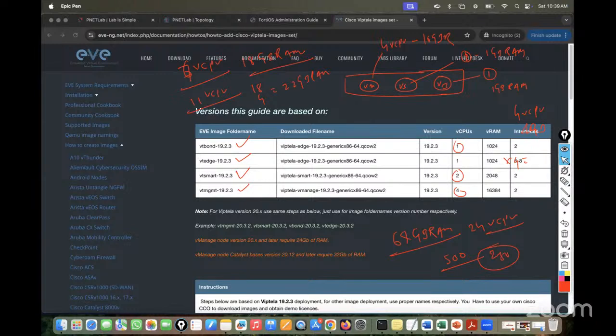So how much RAM size? RAM size minimum should be 64 GB. Okay. And also make sure you have almost 18 to 24 vCPU required. And 250 GB hard disk.